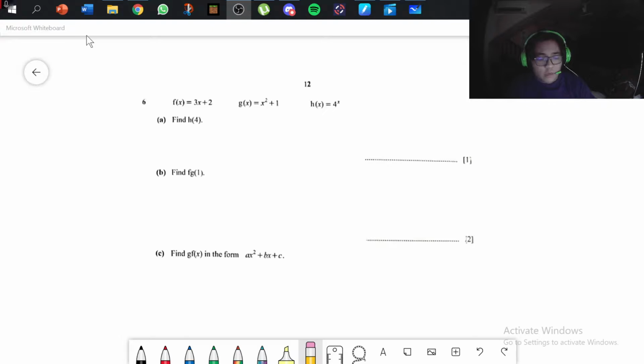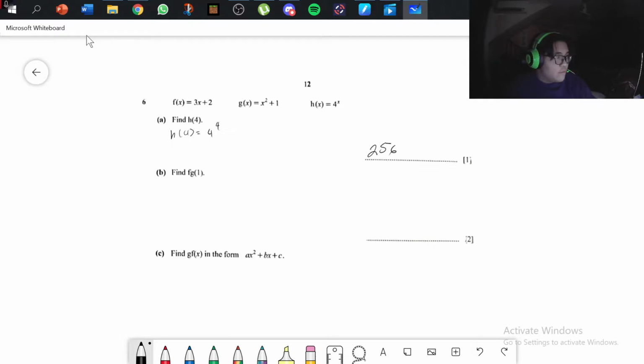Today I want to present my math projects. I am doing question number 6 and 8. Okay, so first, question number 6a. Find h(4). This is h(x), so you can just do h(4) is equal to 4 over 4, which is 256.